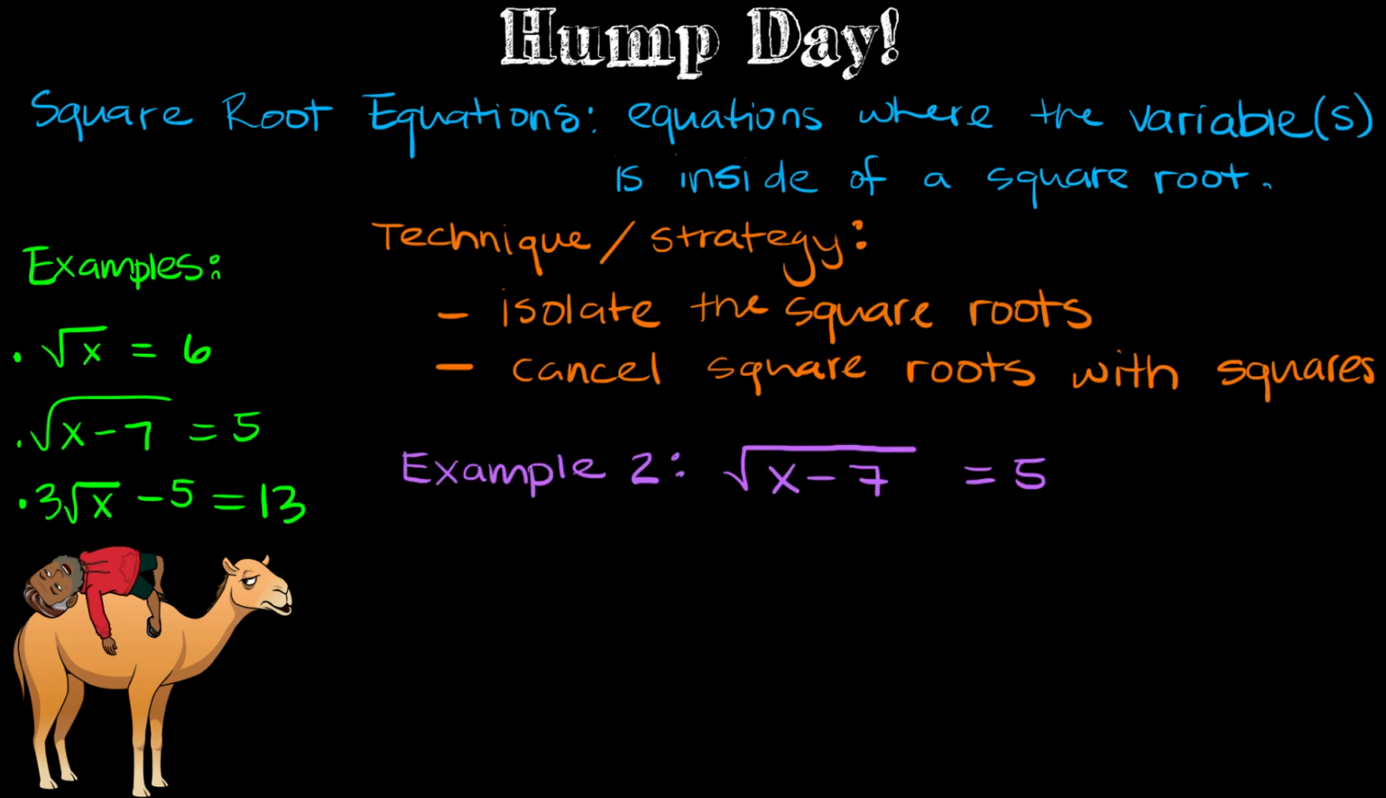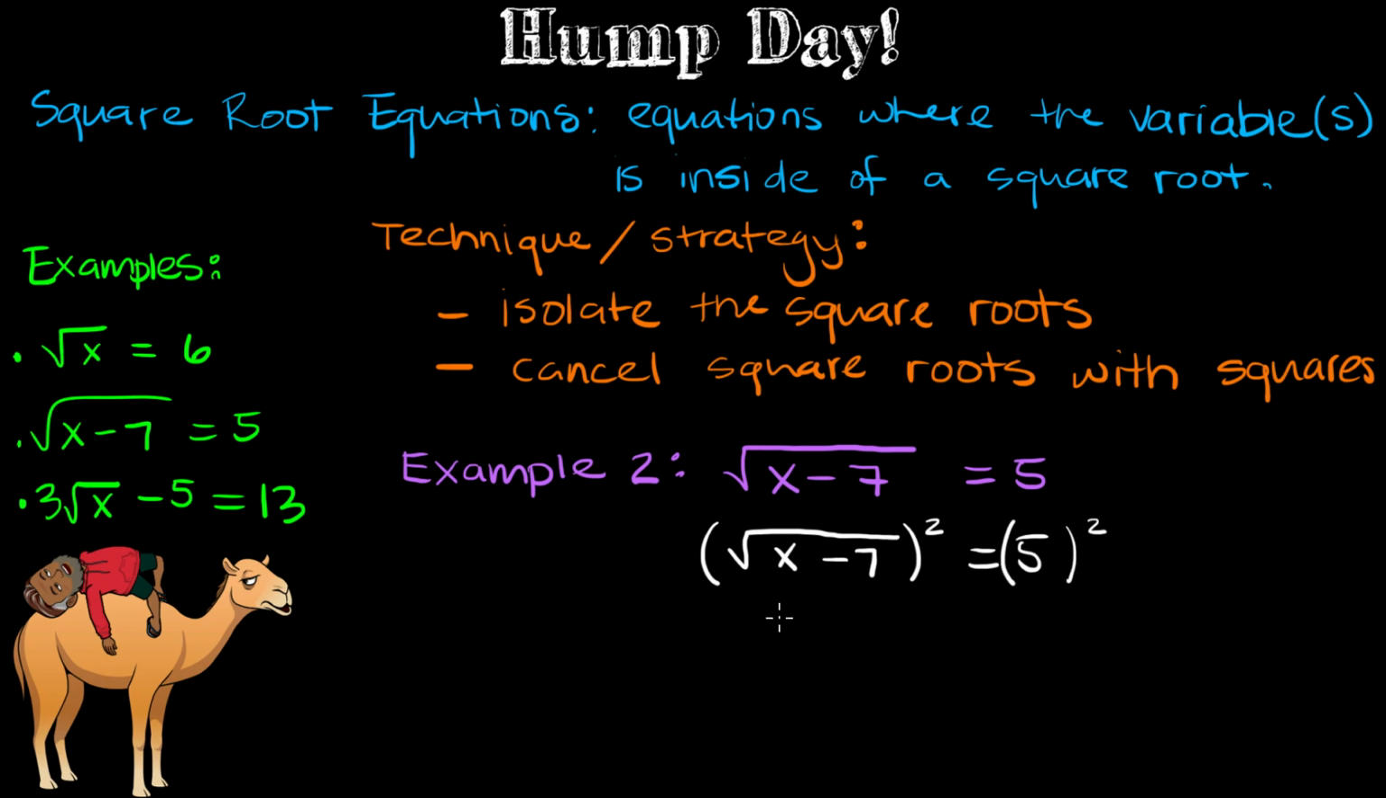Let's take a look at our second example. In our second example, we don't have just the x inside the square root, we have x minus 7. So we have to deal with that. The first thing we want to do is isolate the square root. The square root is by itself. There's nothing else there. Second, we want to cancel it. Remember, the square root will cancel with the square. So I'm going to put a square on top. Now, if I square the left side, I have to square the right side.